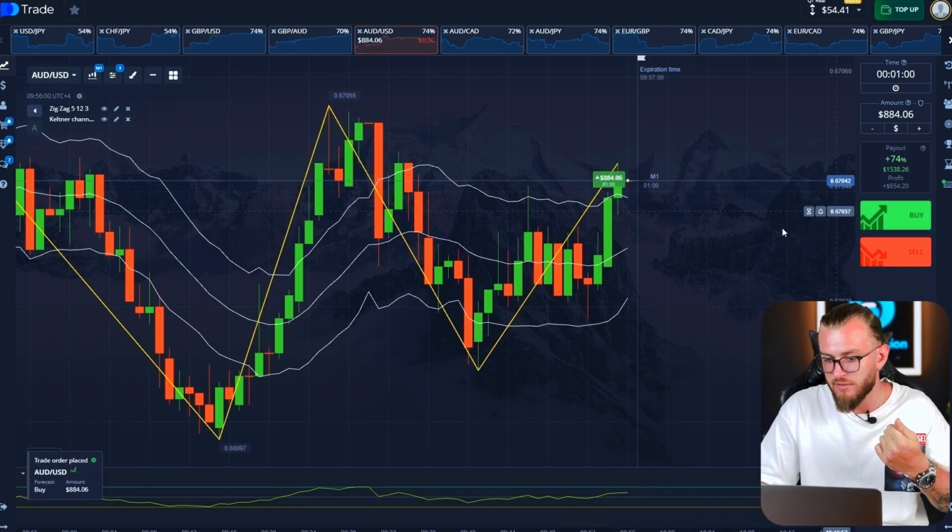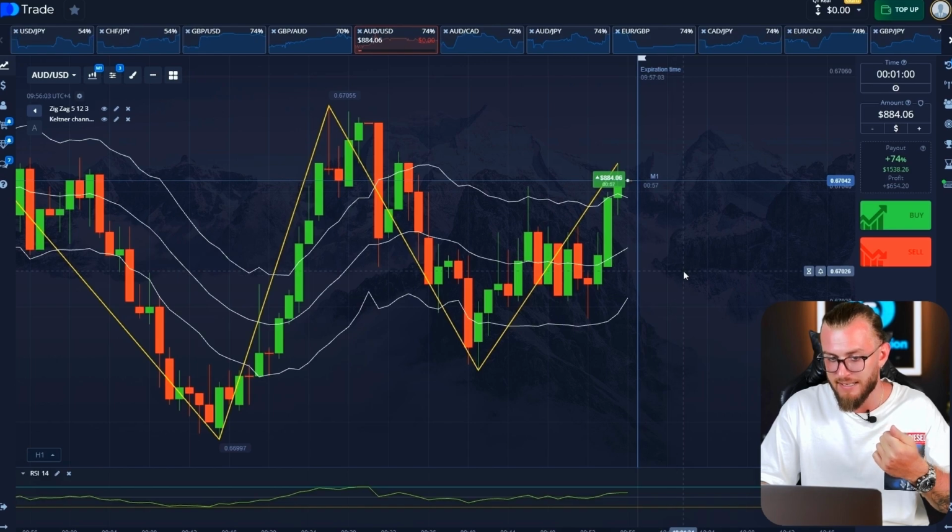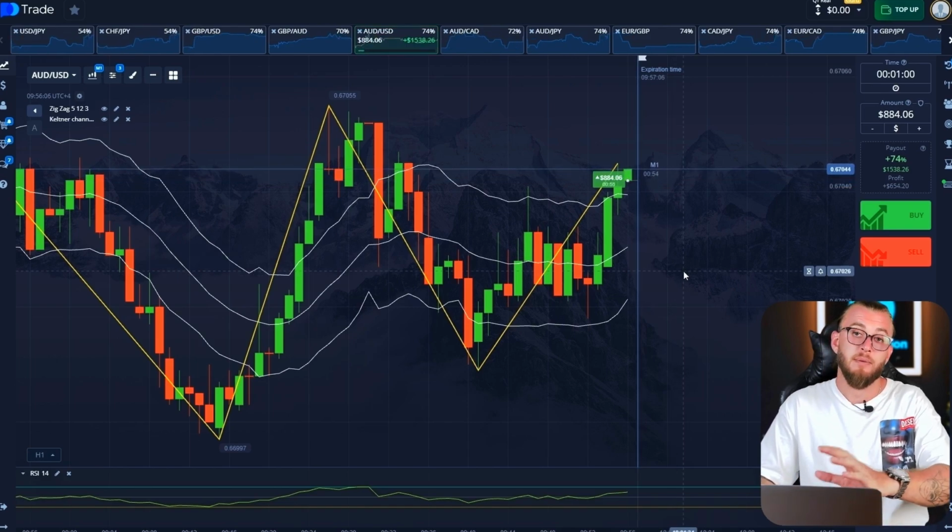I'm opening another long position. Here we are expecting further growth. As I said, there was a breakout. Excellent. Now we can speculate a bit about the future.